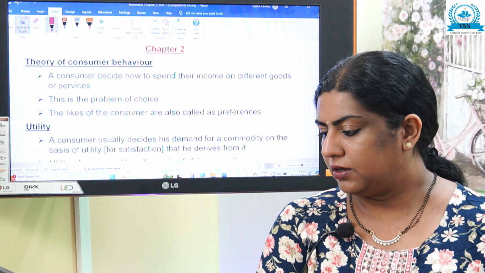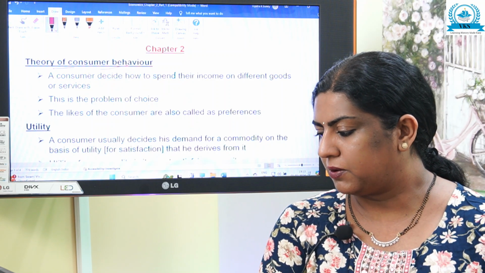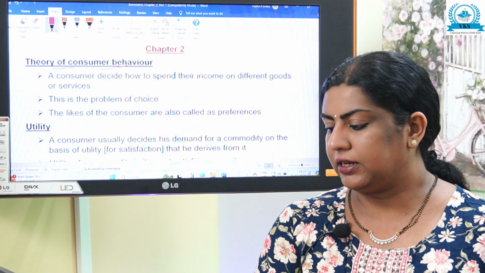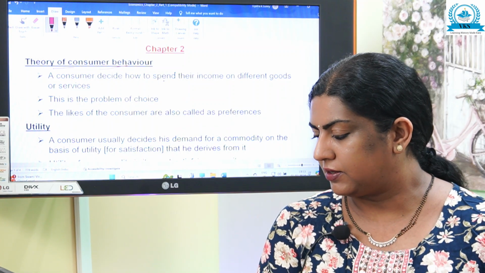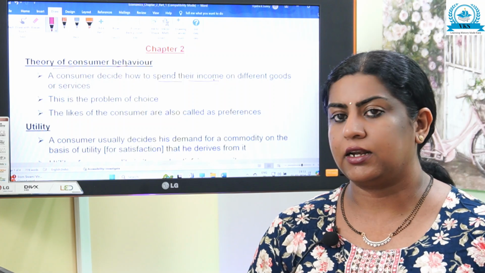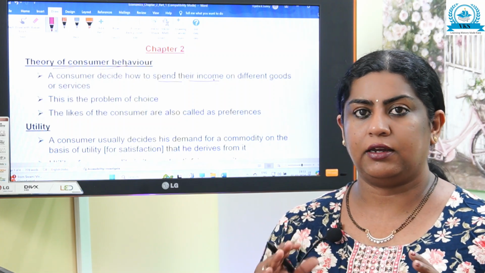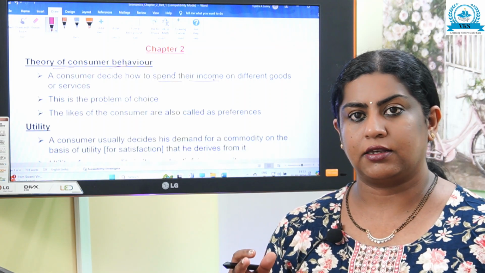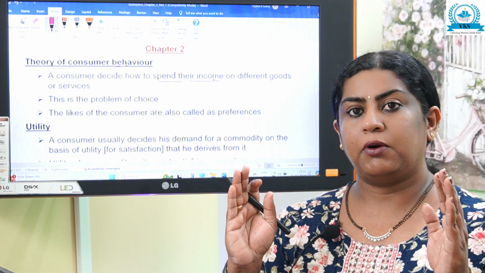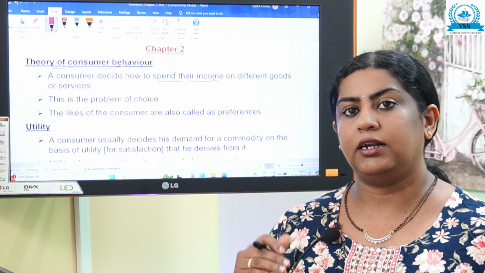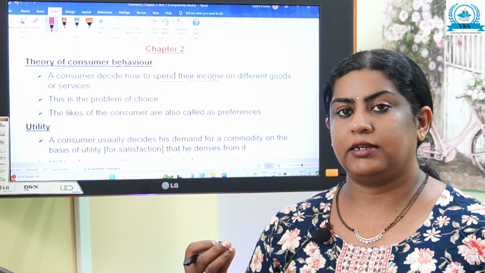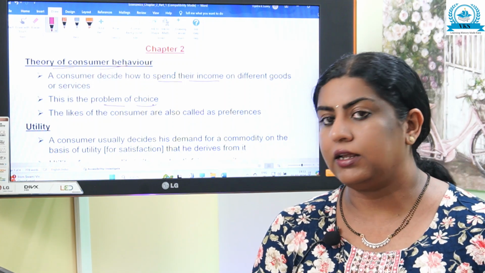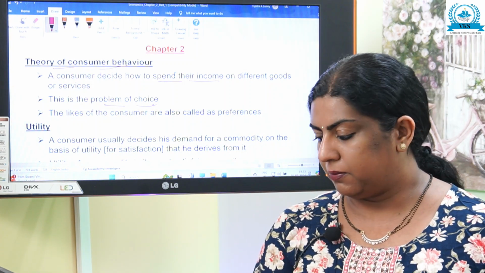As I have told, the chapter's name is Theory of Consumer Behavior. A consumer decides how to spend their income on different goods and services. Every individual will need different goods and different services. They will have an amount of money with them and they have to decide how to spend it on what items and what services. This is the problem of choice. We have already learned this in the last chapter.